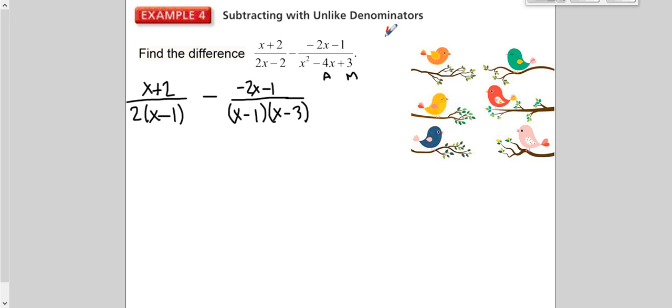Now decide what is your lowest common denominator, which is the least common multiple of all of your denominators. Let's start with the first denominator. We have a 2 and an x minus 1. We have to include all the factors so that we can create this common denominator from both of these. So we have an x minus 1 already. We need an x minus 3. All right, we can create this denominator by multiplying this first one by x minus 3 over x minus 3.